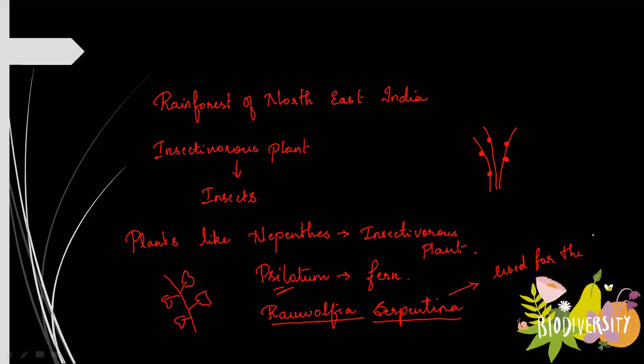It is used for the treatment. It is commonly known as the Indian snake root plant. You can just go and see, you can ask anyone as well if there is one in your neighborhood or in your house. Usually it will be there, but nowadays it is very rare. So, the Indian snake root plant. Rauwolfia serpentina is an Indian snake root plant.